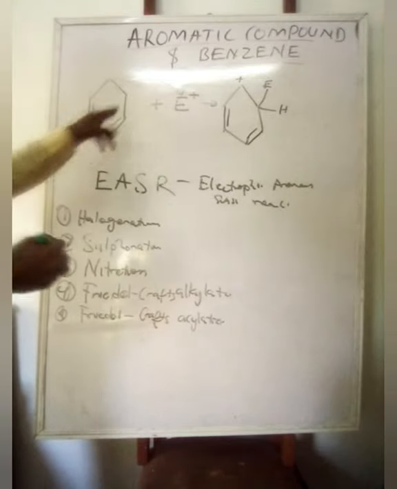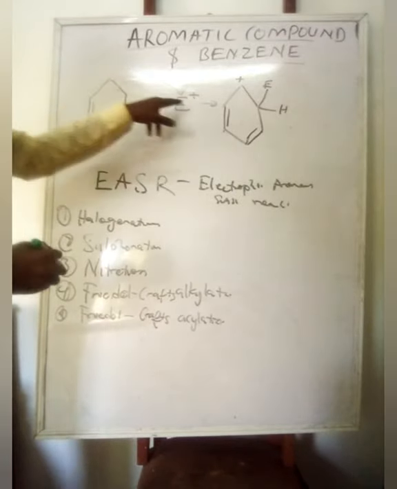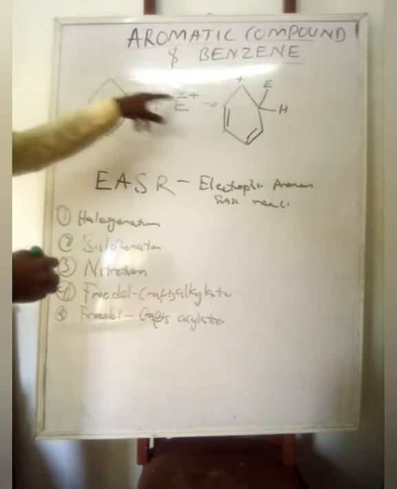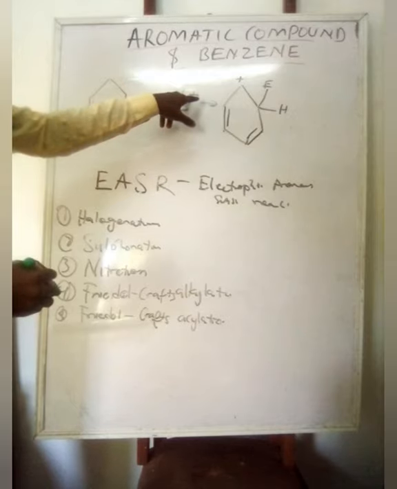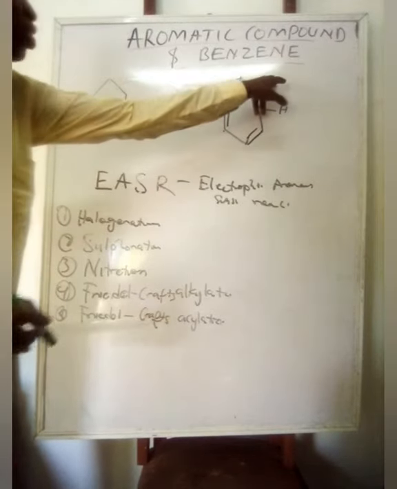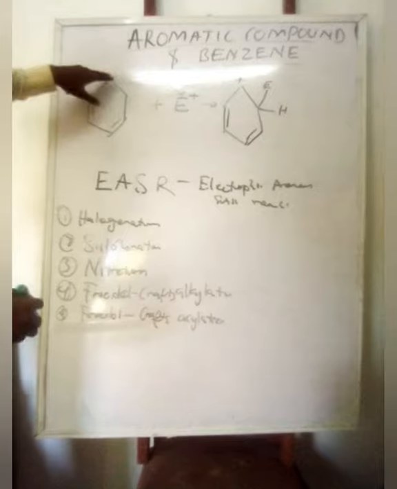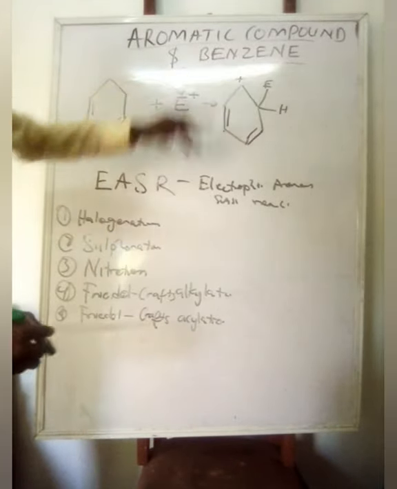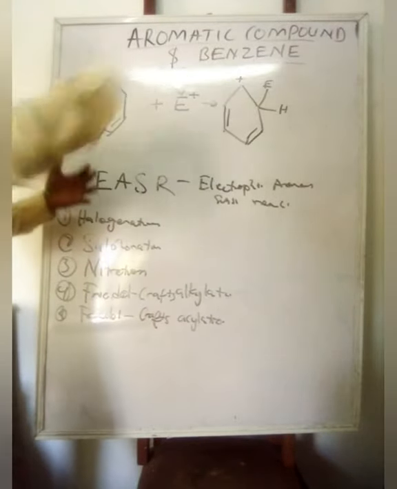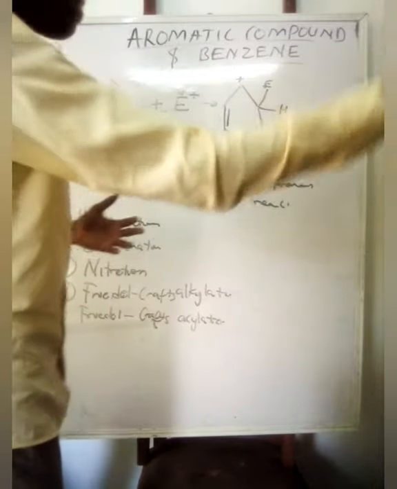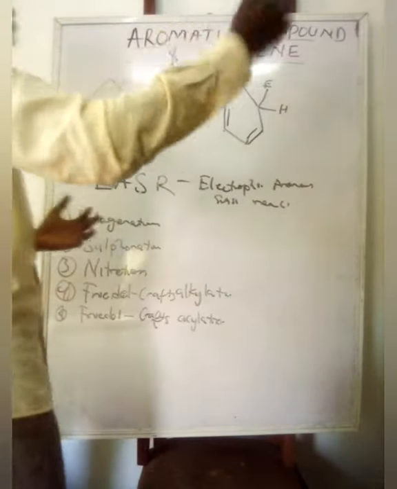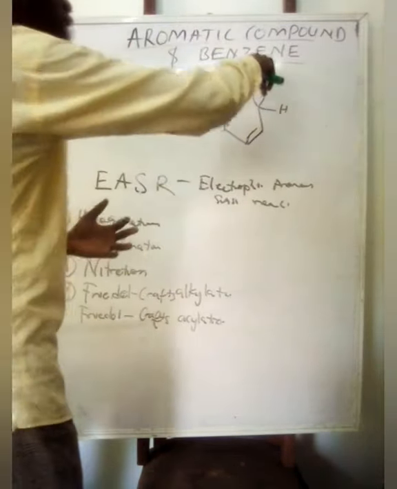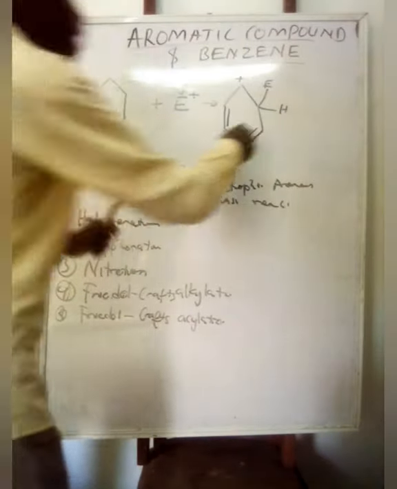Now this is the mechanism. This bond is going to attract the electrophile. This bond is forming already, and if an electron is leaving this carbon, it turns to plus. You know, if an electron is leaving an atom, it turns positive. If an electron is coming to an atom, it turns negative, it's going to have a negative charge.